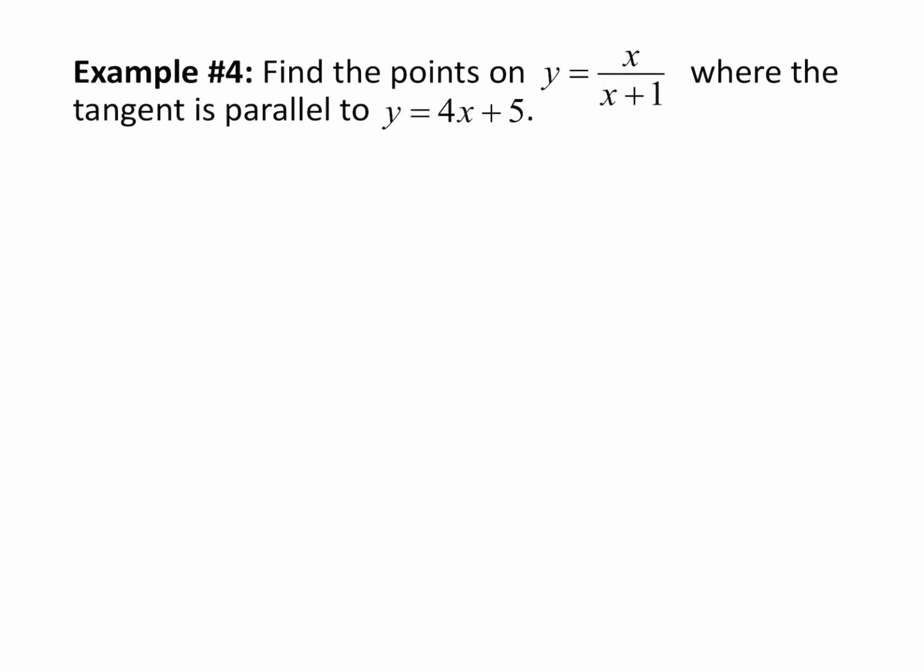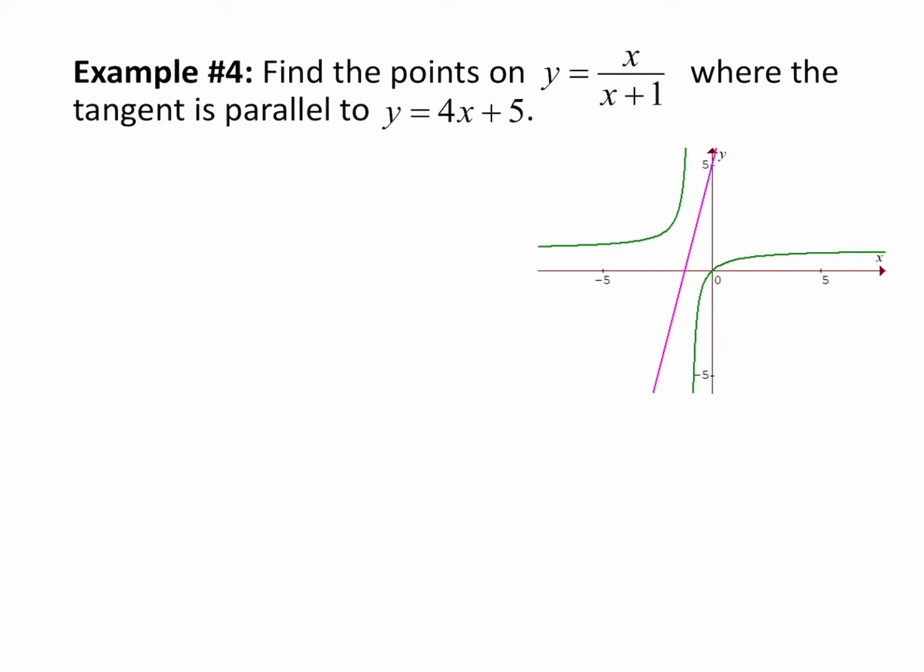So now let's say we want to find the points on the curve y equals x over x plus 1 where the tangent line is parallel to y equals 4x plus 5. So this is the graph of y equals x over x plus 1. And y equals 4x plus 5 looks like this. So what we want to do is find the points on y equals x over x plus 1 where the tangent line would be parallel to this line.